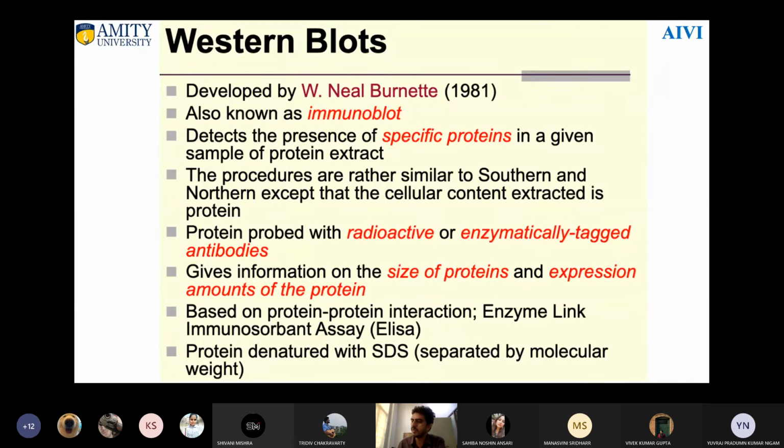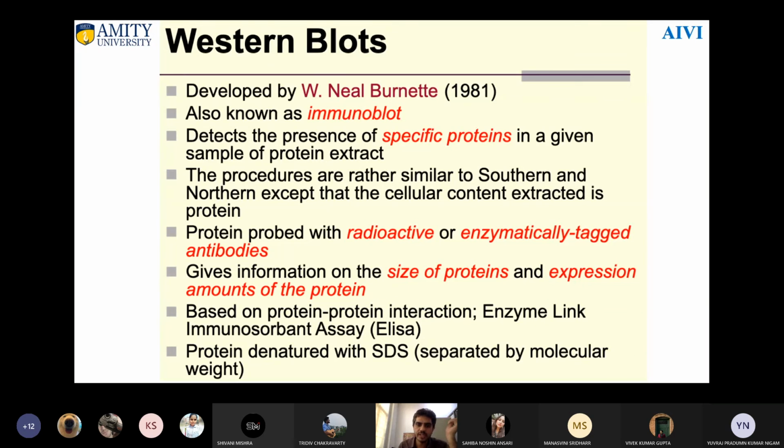Similar three types of probes can be there: the radioactive probe, the fluorescent-labeled probe, or a chromogenic probe. All three types of probes were there in the case of your DNA and RNA blots, your Southern and Northern. Similar types of probes are going to be used here also. But in the case of DNA and RNA, we are talking about DNA and RNA probes, whereas here the probes are going to be protein probes.